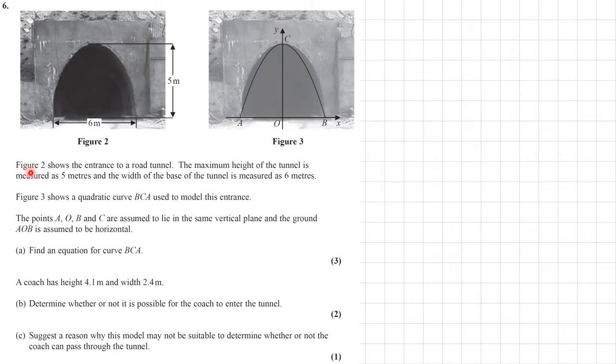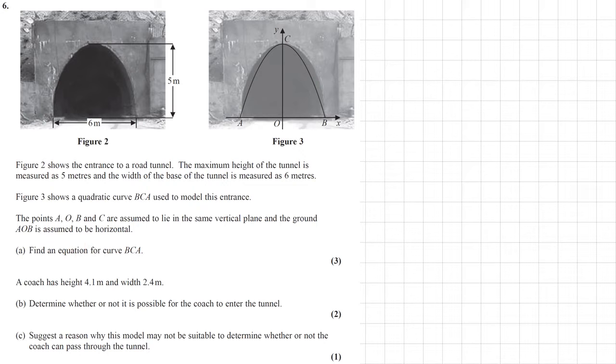Question 6. Figure 2 shows the entrance to a road tunnel here. The maximum height of the tunnel is 5 meters, and the width of the base of the tunnel is measured as 6 meters. Figure 3 shows a quadratic curve BCA over here used to model this entrance. The points A, O, B and C are assumed to lie in the same vertical plane, and the ground AOB is assumed to be horizontal. What we need to do in part A is find an equation for the curve.